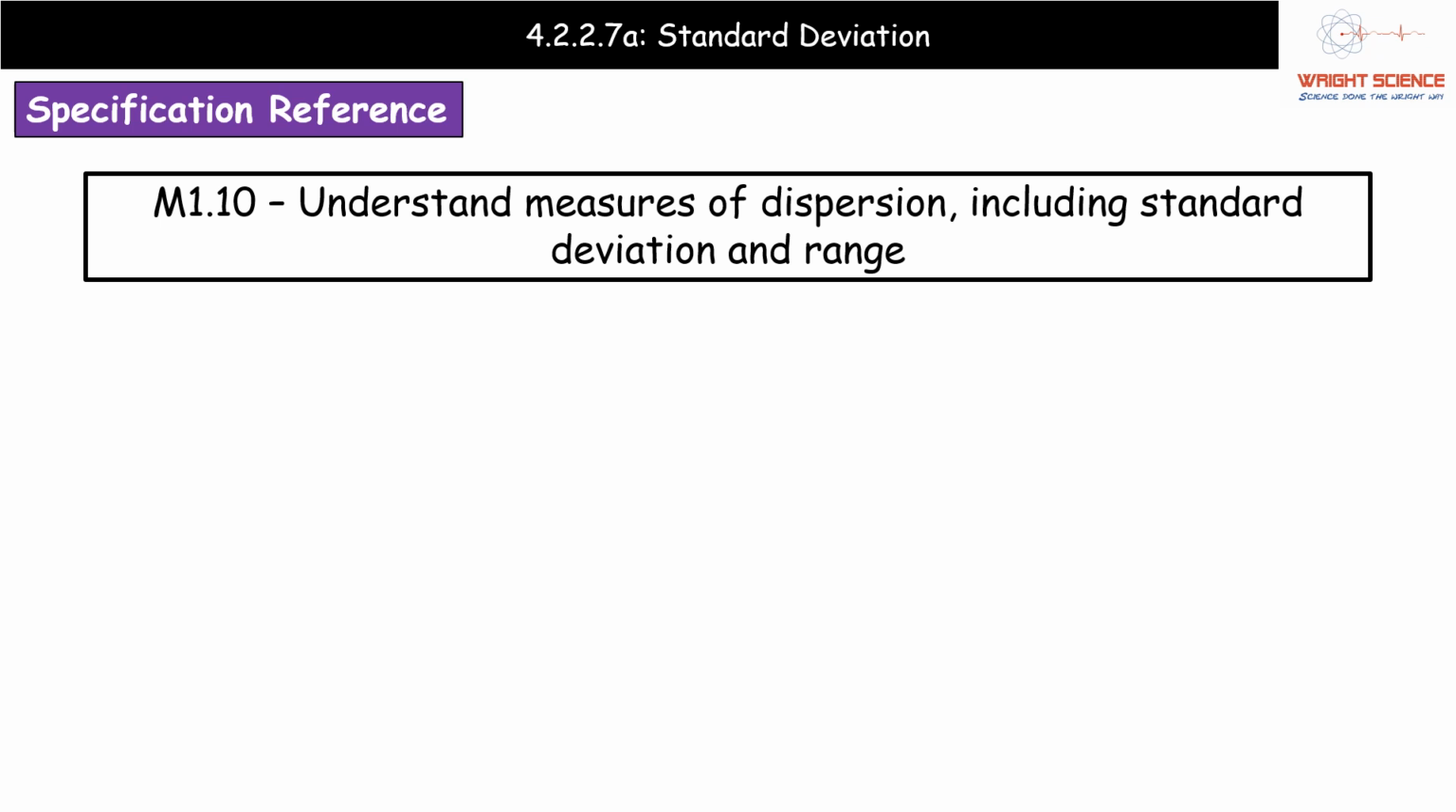This is part of our Module 4 Part 3 series looking at classification and evolution. And more importantly, this focuses on one of those basic math skills that they expect you to be able to carry out on your A-level papers. So this is looking at specification reference M1.10, so one of the math skills, understand measures of dispersion including standard deviation and range.